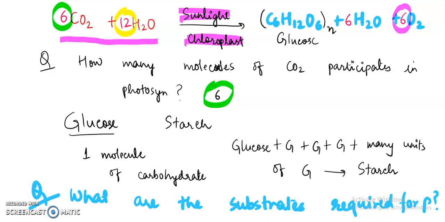If it is not clear to you, you can come to the playlist. You can come to chapter 9, the fundamental unit of life, and you can come to the plastids video. Otherwise, I will be sharing it in the I button on the right side. You can watch the plastid video, which will make it clear what a chloroplast is. So what are the substrates? It is CO2, H2O, sunlight and chloroplast.